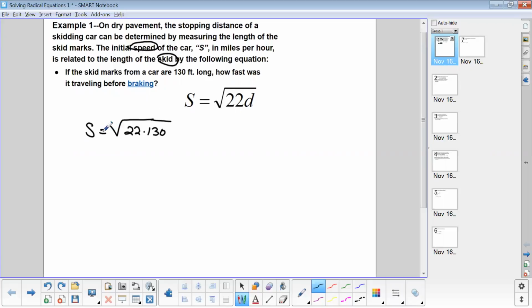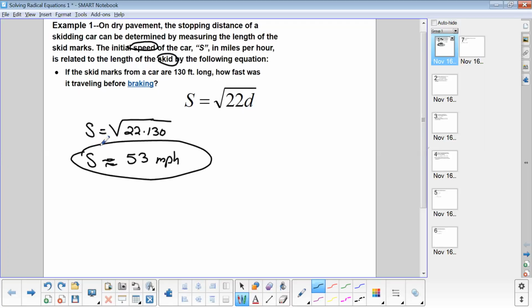And you can type it in just as you see it on your calculator. You can open up your radical sign, type 22 times 130, and hit enter. And if we're rounding, we could say approximately 53 miles per hour. Because the question said, well, if the skid mark was this, then how fast was it traveling before it started to break? So we're looking at about 53 miles an hour. So we're taking what was given and we're just substituting into the radical. And that's if we're given the distance and we want to know the speed.